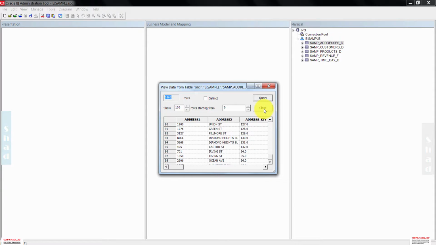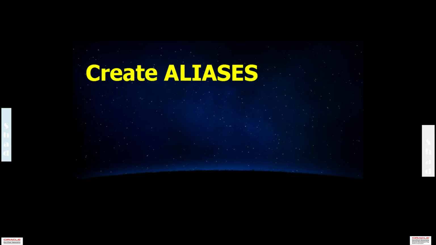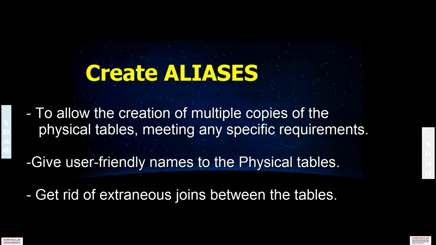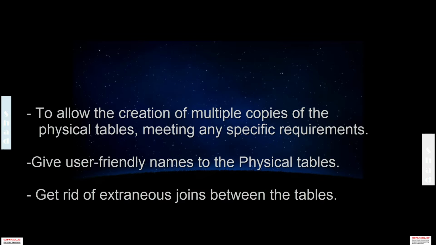Let's close this out. Next thing we will do is to create the aliases. We do this to allow creation of multiple copies of the physical tables so as to meet any specific requirements. Also, this will give user-friendly names to the physical tables and also get rid of extraneous joins between the tables. Let's go back to the repository.